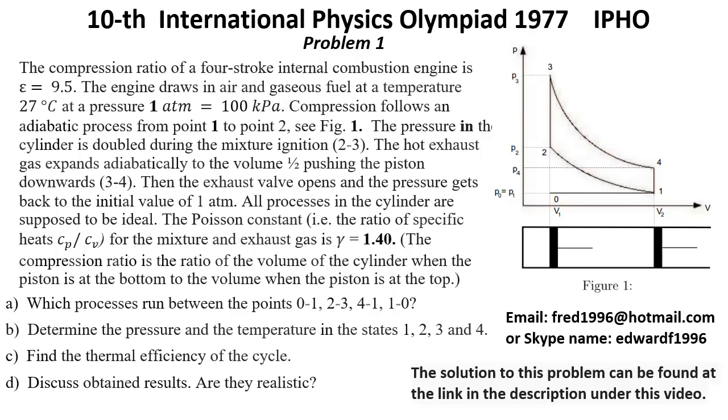Question A. Which processes run between the points 0 to 1, 1 to 2, 2 to 3, 3 to 4, 4 to 1, and 1 to 0? Question B. Determine the pressure and the temperature in the states 1, 2, 3, and 4. Question C. Find the thermal efficiency of the cycle. Question D. Discuss obtained results. Are they realistic?